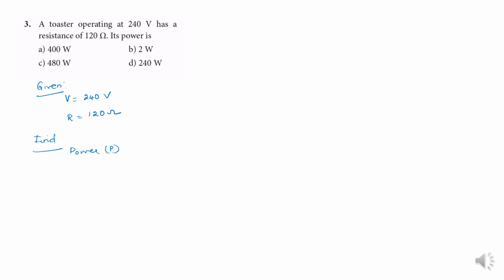P. We know 3 equations to calculate the power. P is equal to I square R or VI or V square by R. So we can use the formula based on the data given. We are given V and R, which means we can calculate using this formula, V square by R.